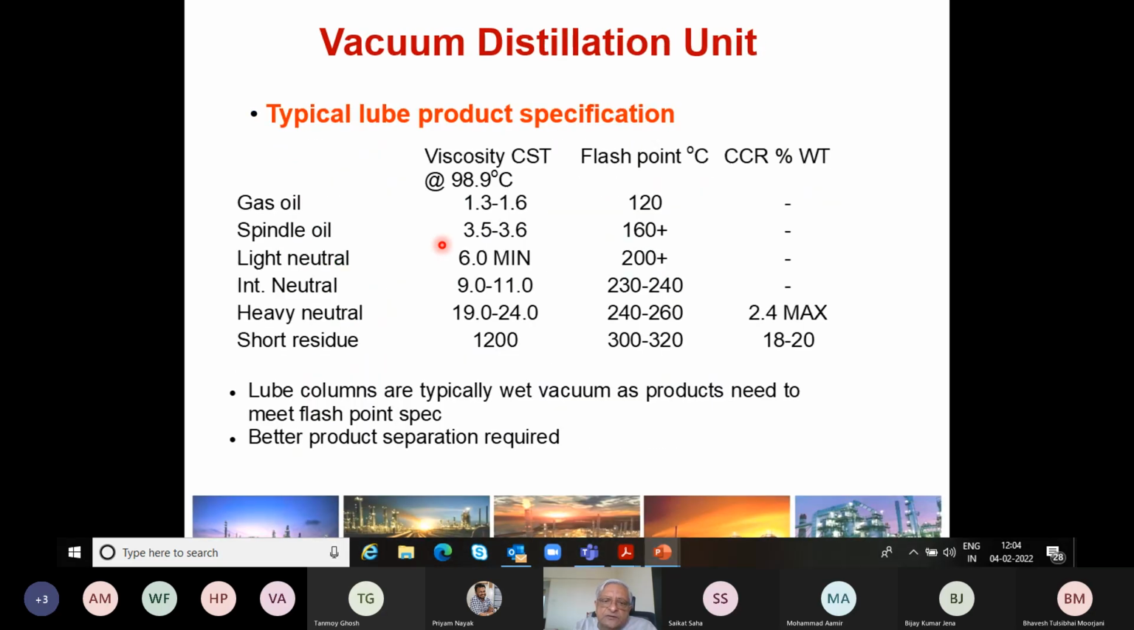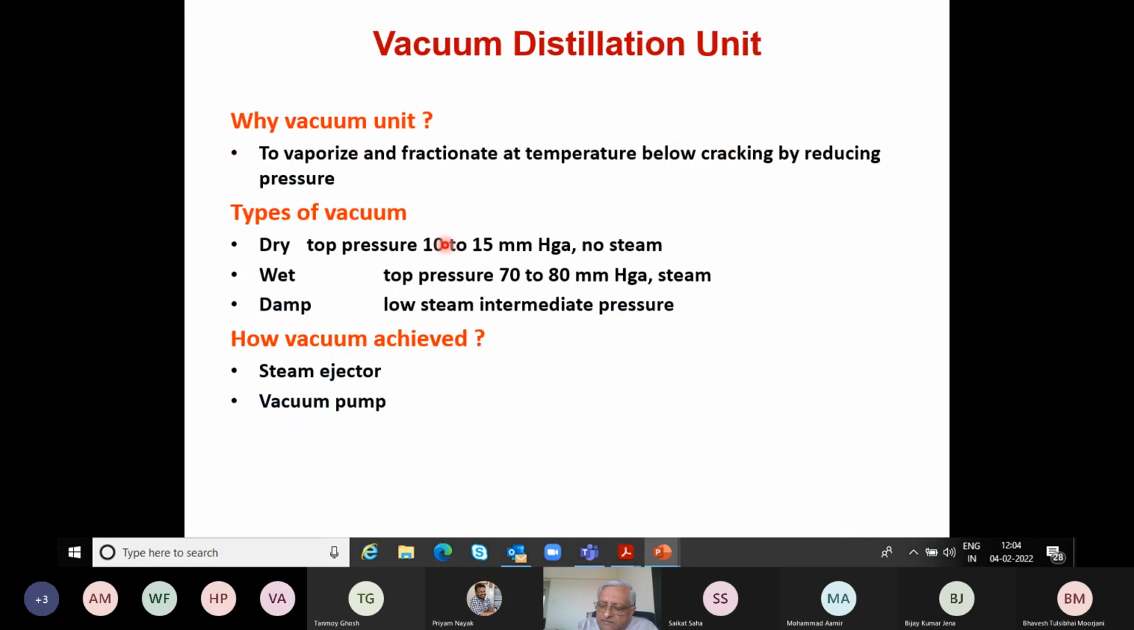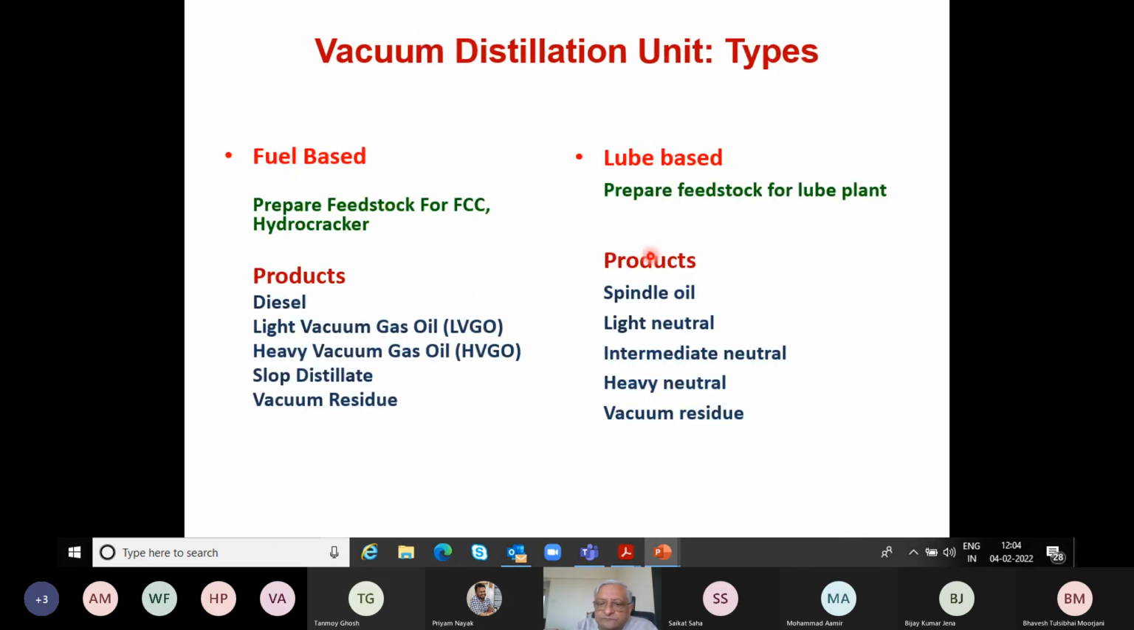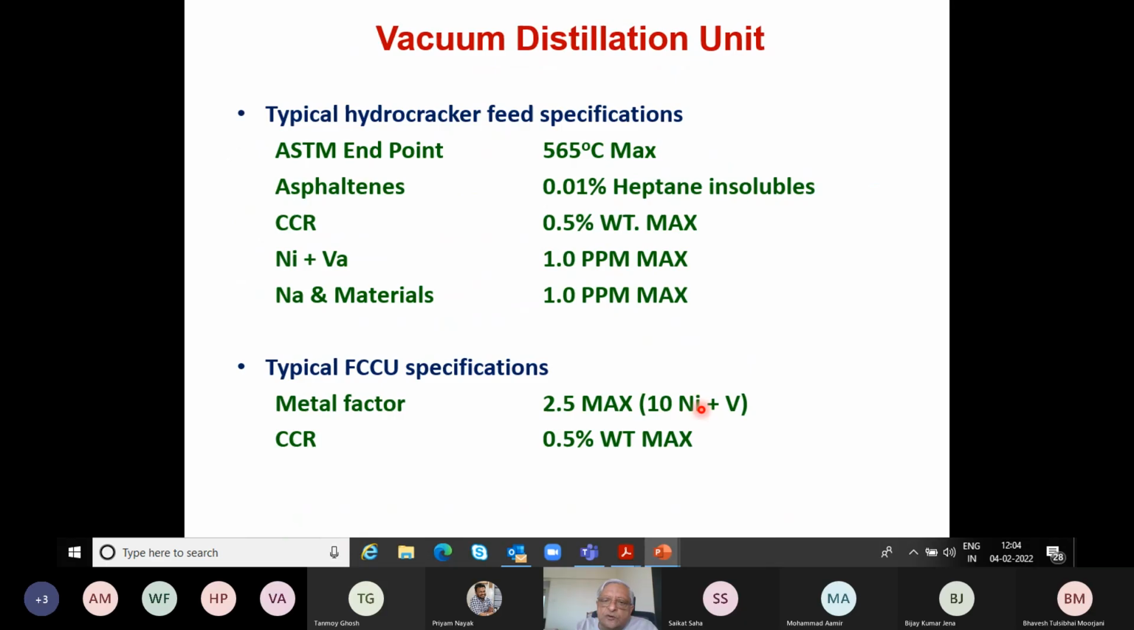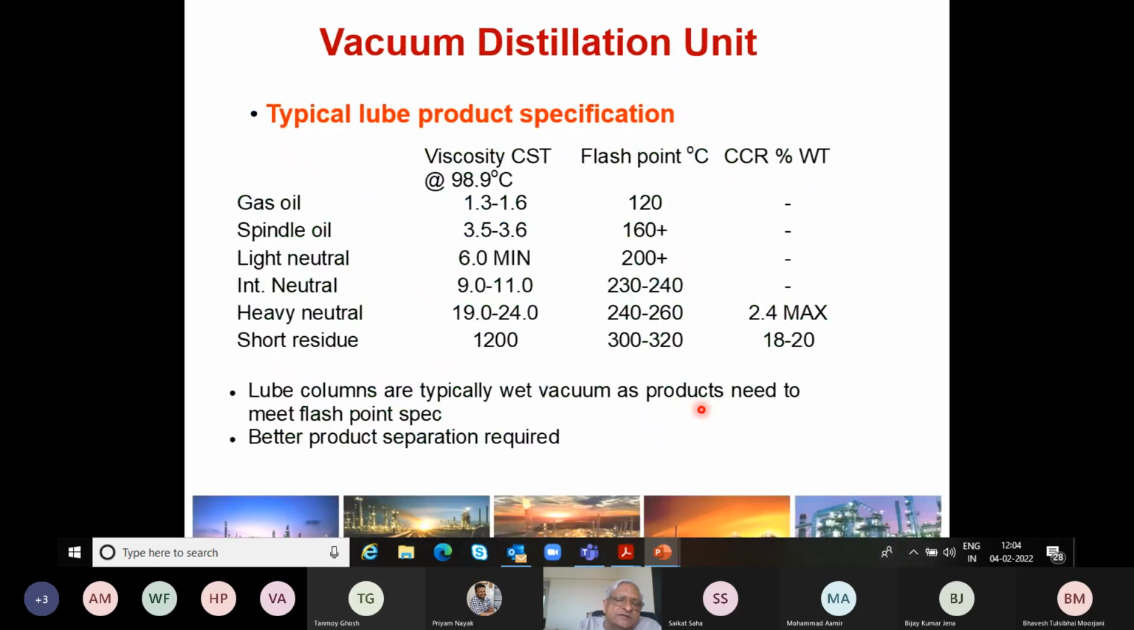But on the other hand, if suppose we have the vacuum distillation unit, which is like the one on the right, which is producing lube oils, then we actually design the column in order to meet these following specifications. This gas oil is just the diesel component coming back from the atmospheric residue. But the spindle oil is a pretty light lube oil. You can see the viscosity 3.5 to 3.6 at 98.9.